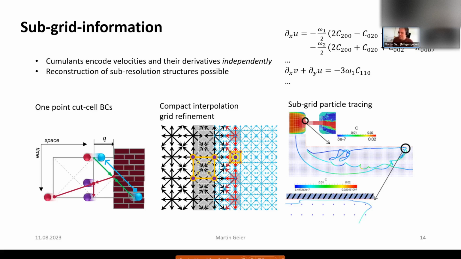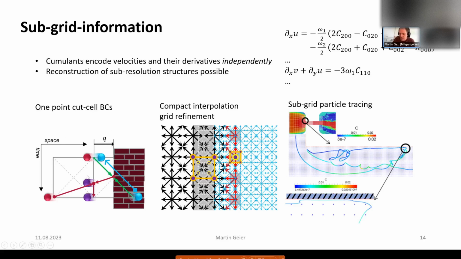In gas kinetics, the stresses are independent variables from the velocities. They are linked by their differential equation that you have to solve, but they're independent variables. So they carry additional information. And using this additional information, we can do things smaller than one grid spacing. So we can use this for different things, for example for doing cut cell boundary conditions.